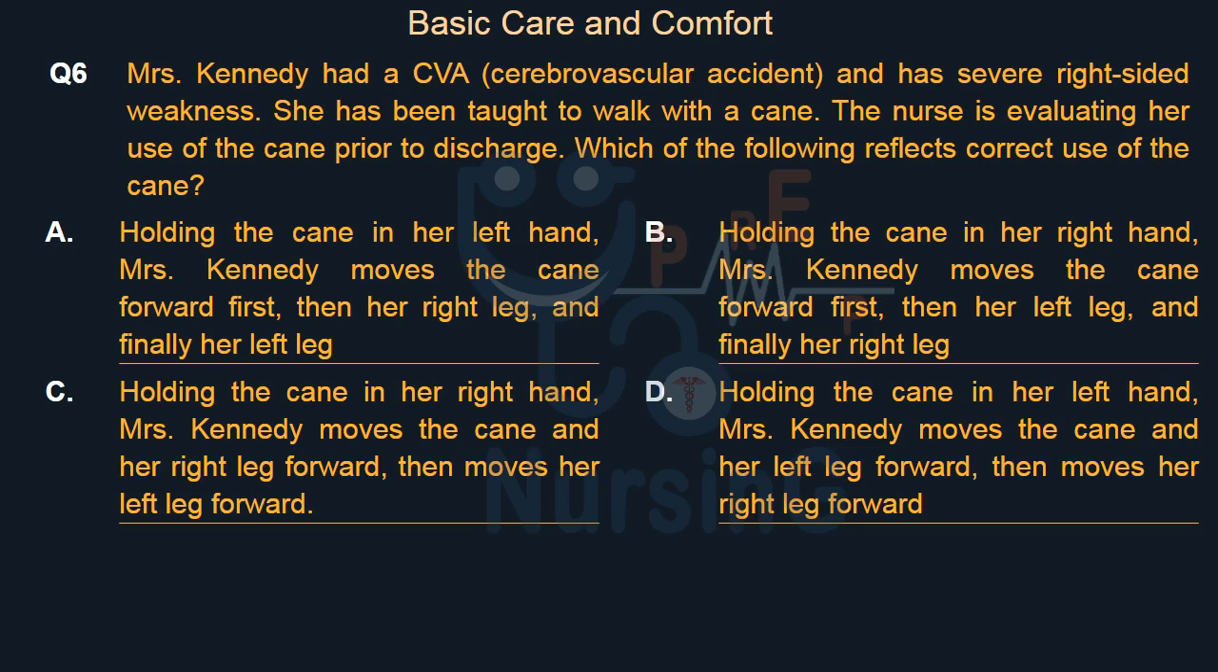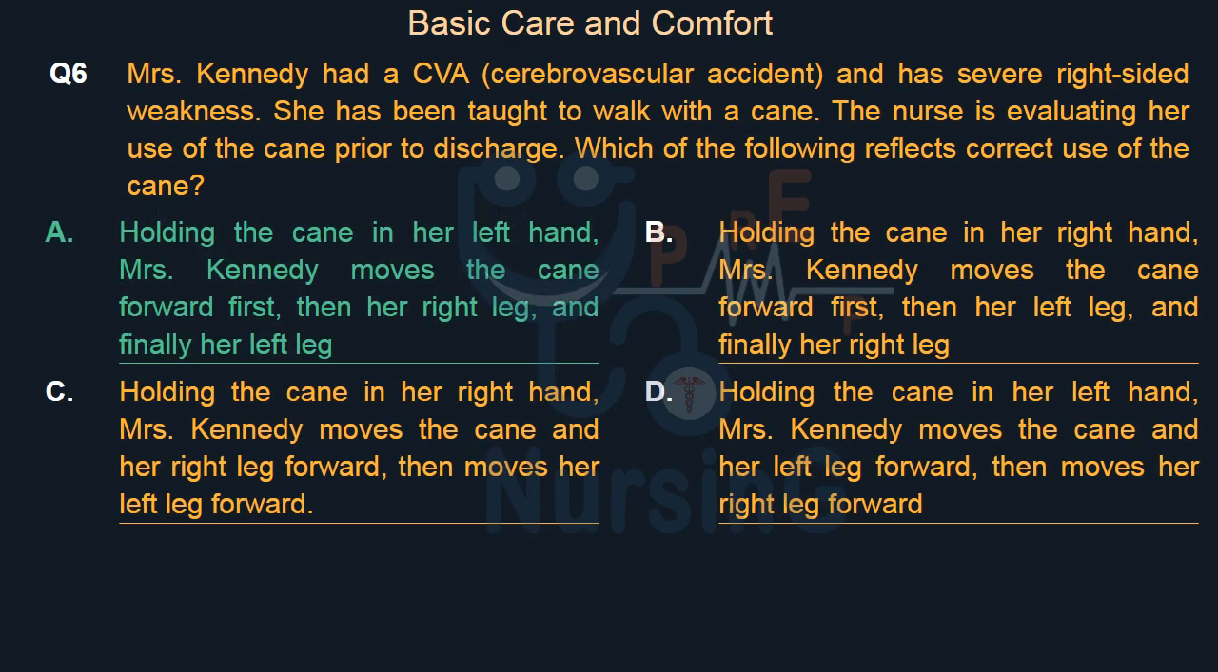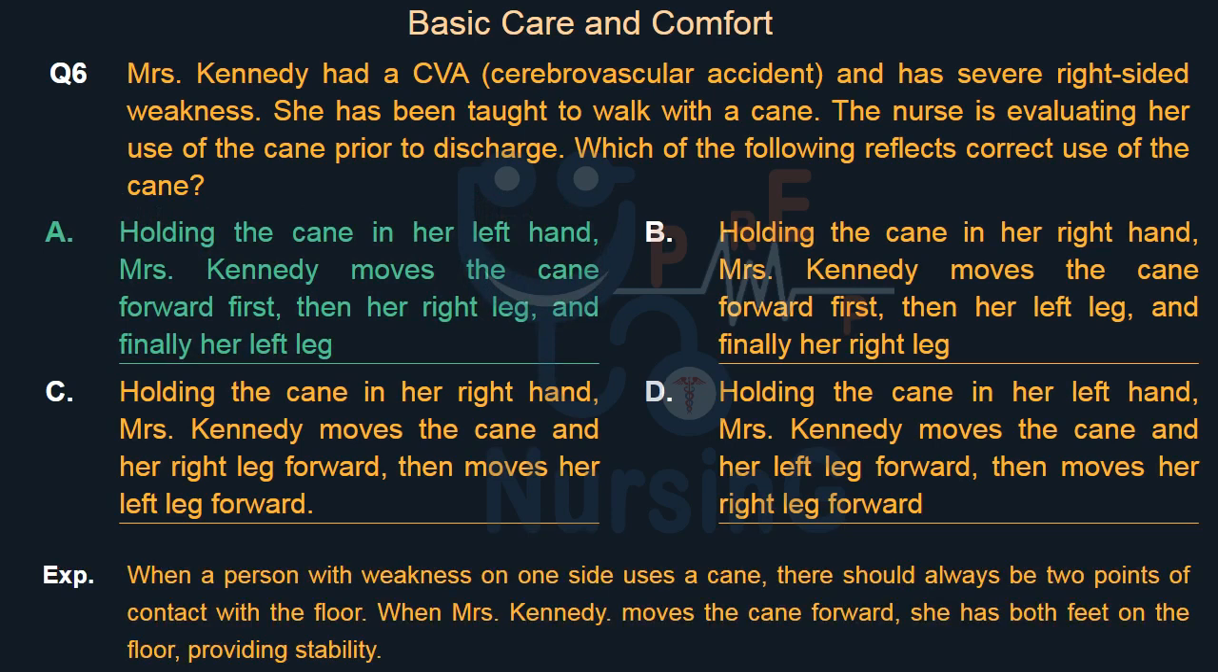Right answer is Option A. Holding the cane in her left hand, Mrs. Kennedy moves the cane forward first, then her right leg, and finally her left leg. When a person with weakness on one side uses a cane, there should always be 2 points of contact with the floor. When Mrs. Kennedy moves the cane forward, she has both feet on the floor, providing stability.